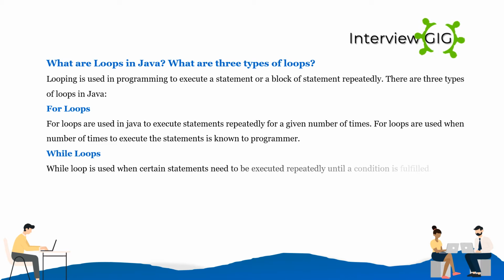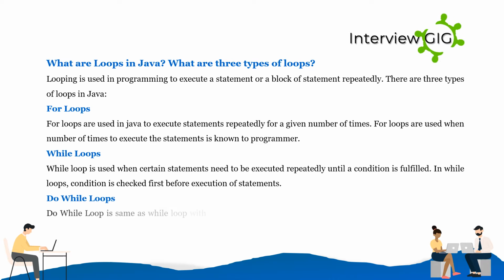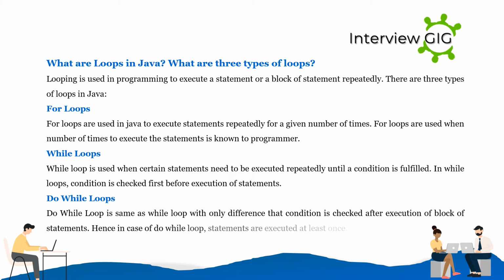While loops. A while loop is used when certain statements need to be executed repeatedly until a condition is fulfilled. In while loops, the condition is checked first before execution of statements. Do while loops. A do while loop is the same as a while loop with the only difference that the condition is checked after execution of the block of statements. Hence in the case of a do while loop, statements are executed at least once.